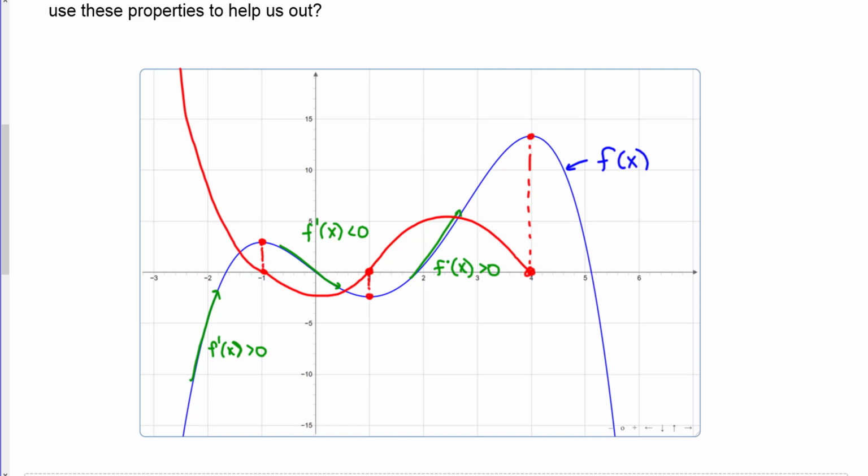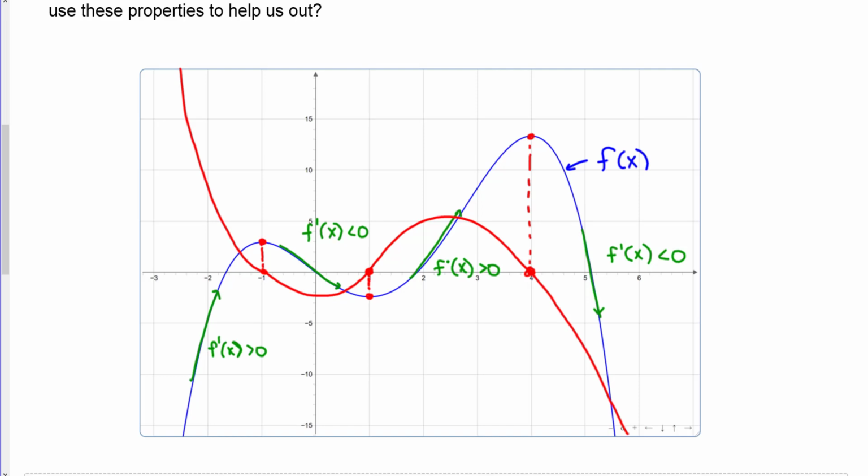And lastly, the function is decreasing over here, so that means my derivative has to be less than 0. So it needs to be below the x-axis, and there's no other points for it to come back to the x-axis again, so it's going to descend down to infinity. So this red graph is a pretty decent sketch of what my derivative would look like.